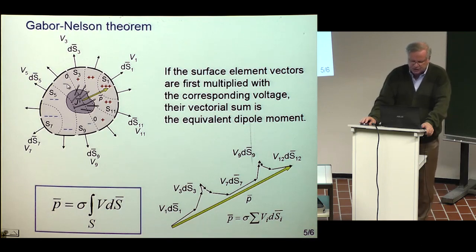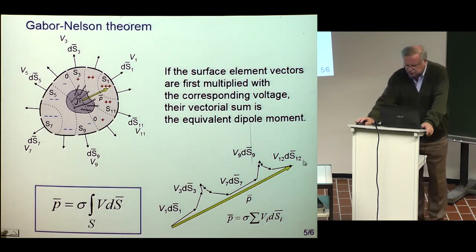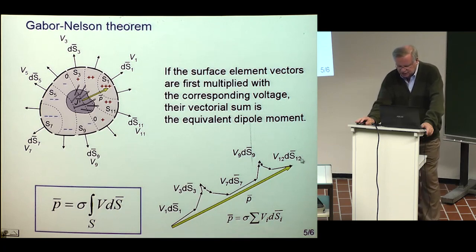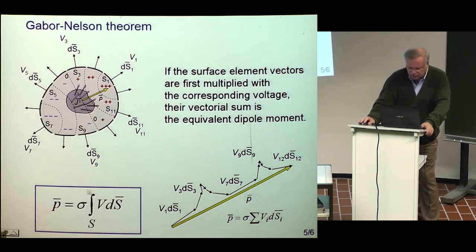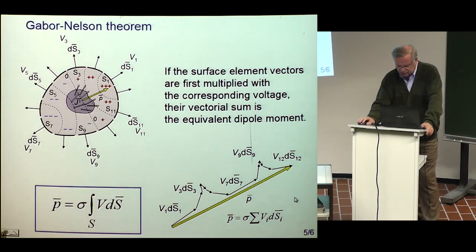And here the potential changes its polarity. ds4 is multiplied with a negative number, and so on, up to ds9, and then again we multiply with positive values. So the sum of these products of the surface element and the voltage existing at that location form a vector which is, according to the Gabor-Nelson theorem, equal to the dipole moment of the volume source. This is the idea of how to understand the Gabor-Nelson theorem.